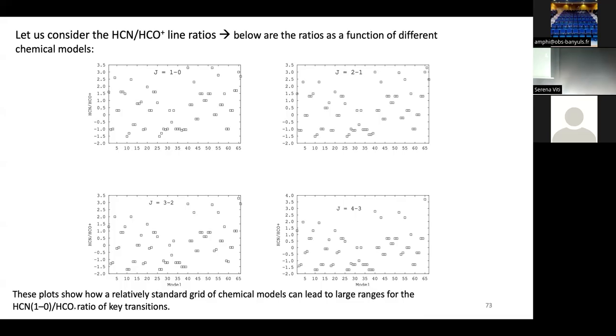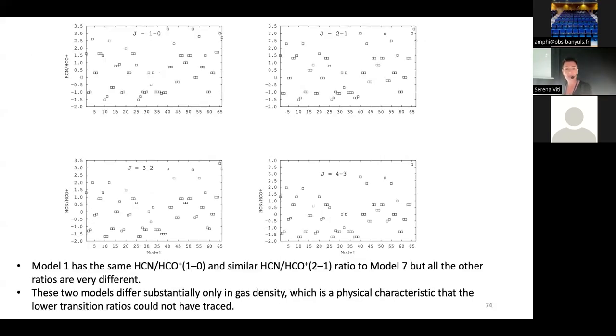But you can trust me when I say that all these models, 65 in total, so not many in our days, are all simple models where you vary various parameters, which are all reasonable parameters to vary. And yet, look at how much this ratio varies. This is in log space, okay? So very large ranges of values. So no wonder that you cannot map directly an enhancement in HCN with an AGN, okay?